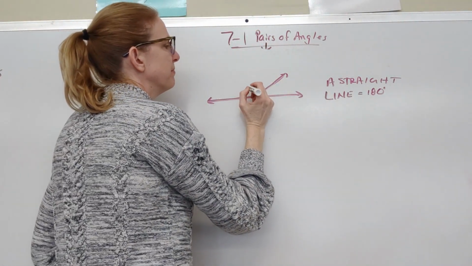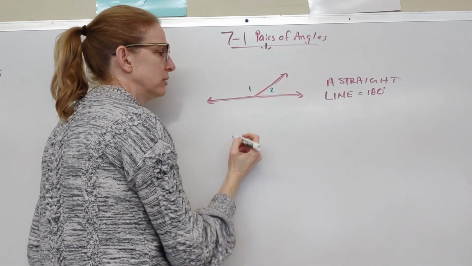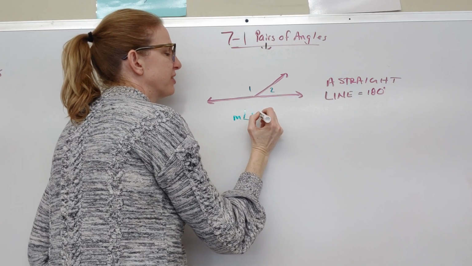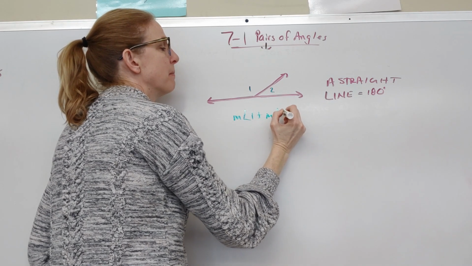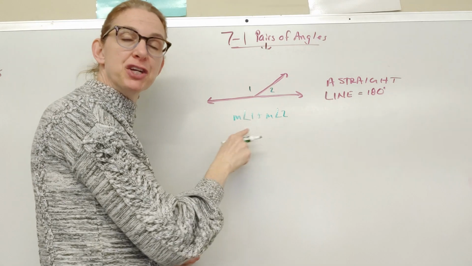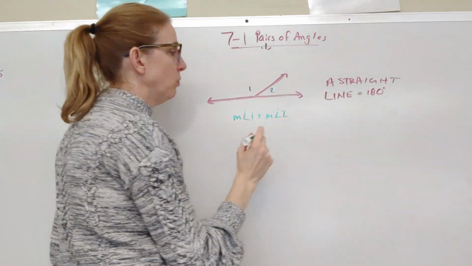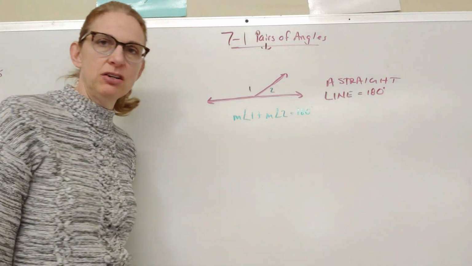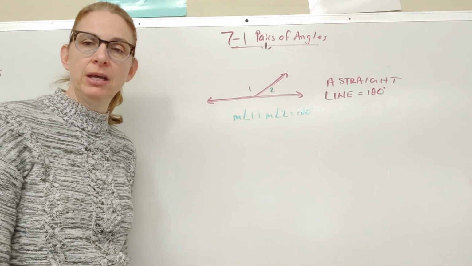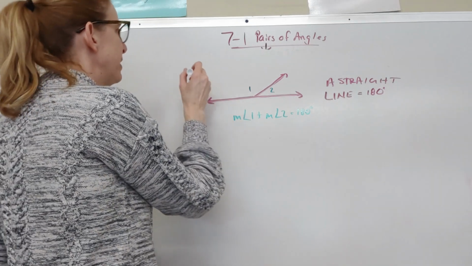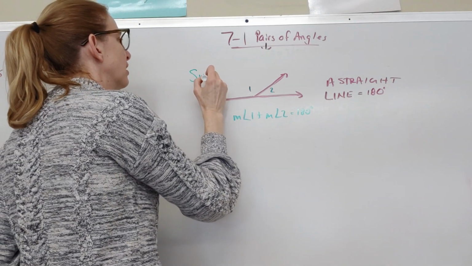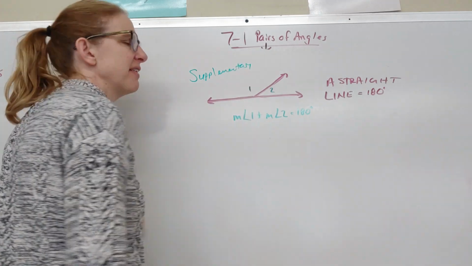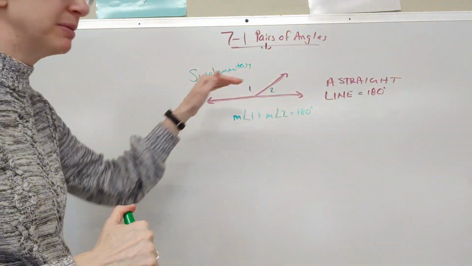So this would be angle 1 and angle 2. If I put an M in front of this, and you're going to start seeing that, that means the measure of angle 1. If I take the measure of angle 1 and I add the measure of angle 2, I have to get 180 degrees. All right, so that's my supplementary angles. They add up to be 180.